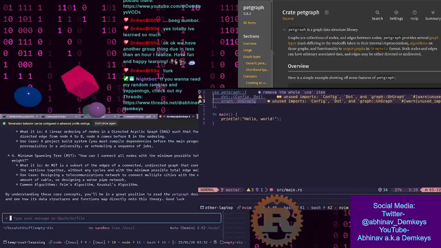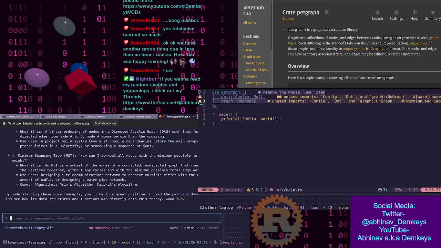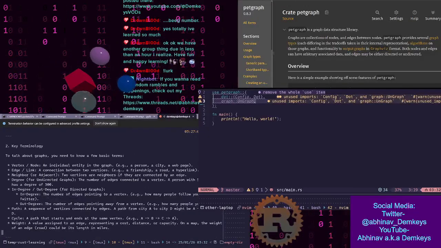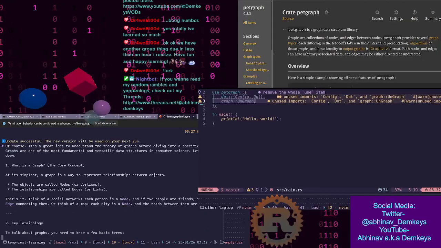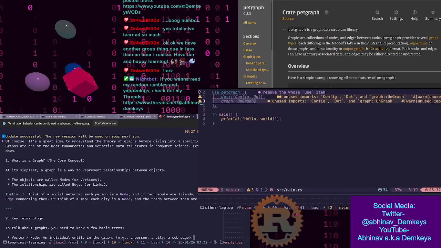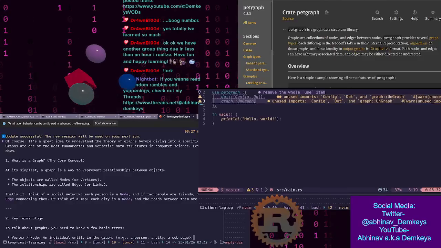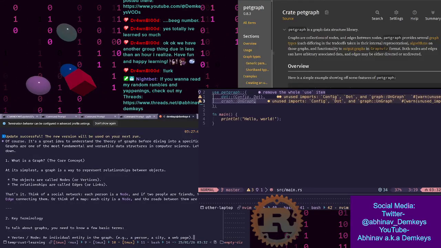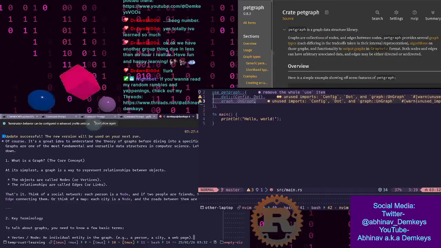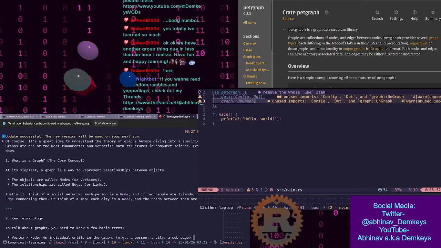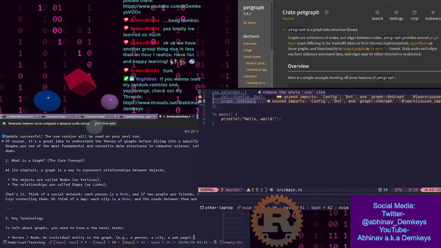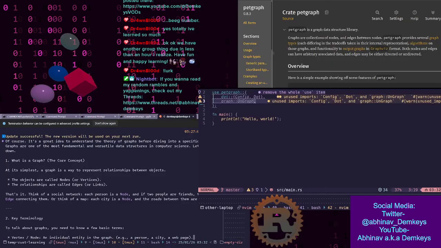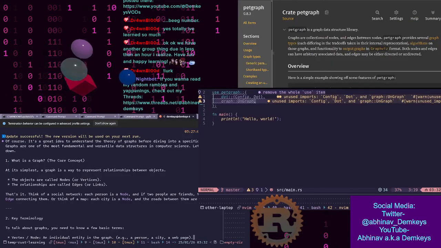So we have our information here. Okay, so what are we looking at? Of course, it's a great idea to understand the theory of graphs before diving deep into a specific library. Graphs are one of the most fundamental and versatile data structures in computer science. Let's break it down. What is a graph? The core concept. At its simplest, a graph is a way to represent relationships between objects. The objects are called nodes or vertices. The relationships are called edges or links. That's it.